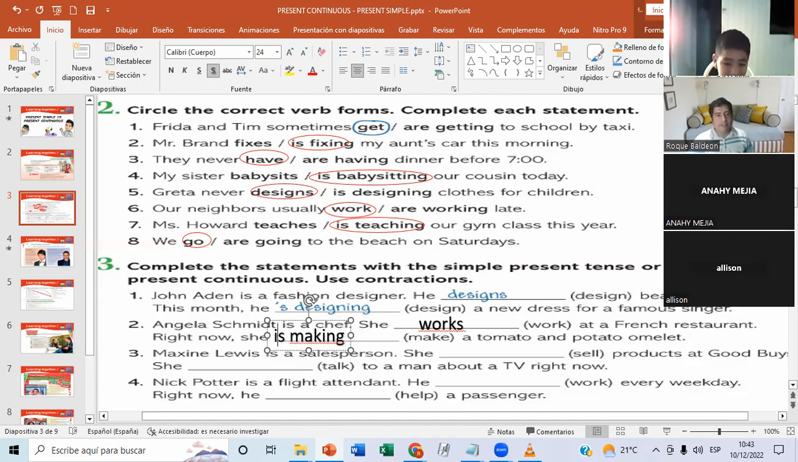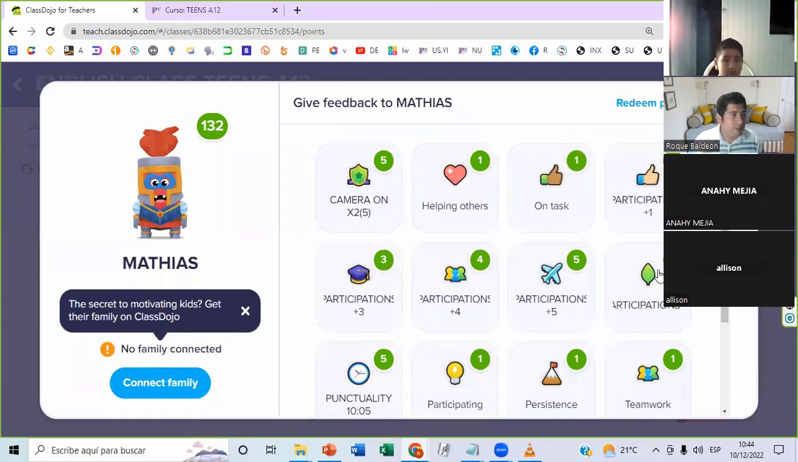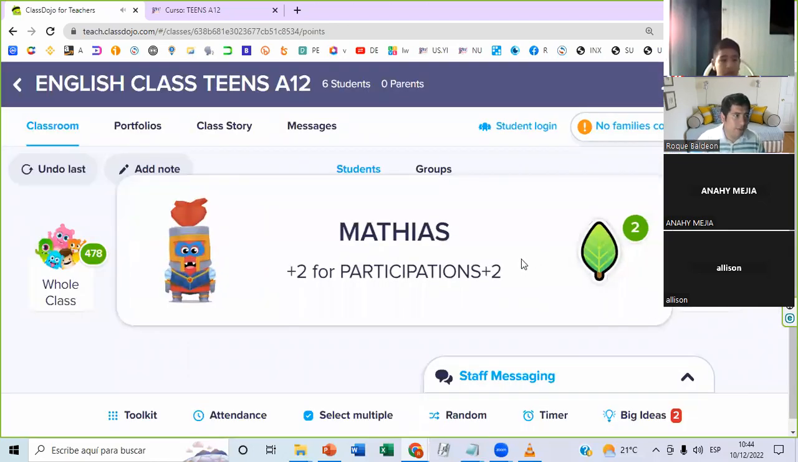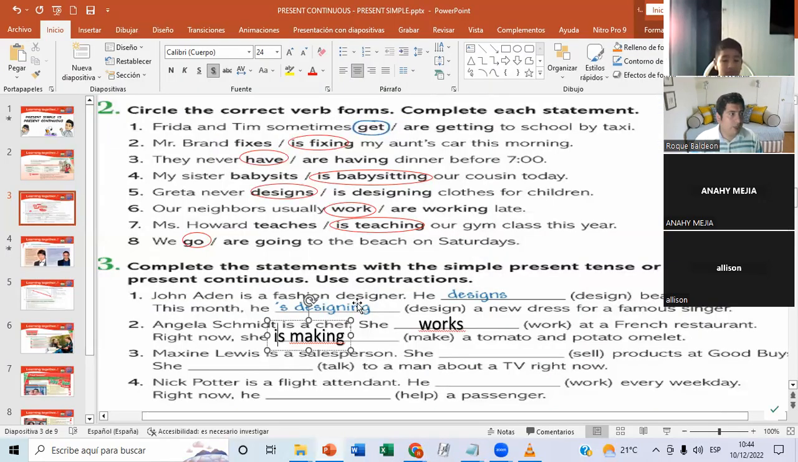It's making. Yes. Right now, she's making a tomato and potato omelette. That's it. Very good, awesome. Okay, good, awesome. So she's making a tomato and potato omelette. No, está haciendo una tortilla de tomate y papas. Mmm, delicious. Huh? Delicious. Good, awesome. That's it. Very good. Awesome. The other one.